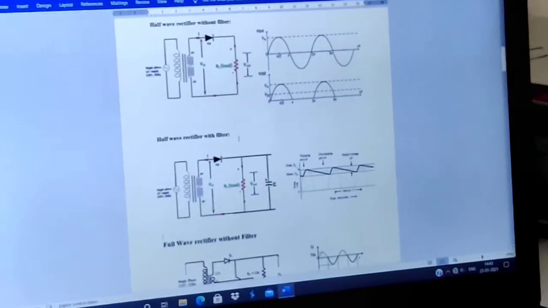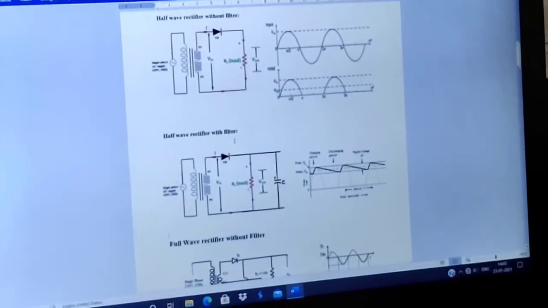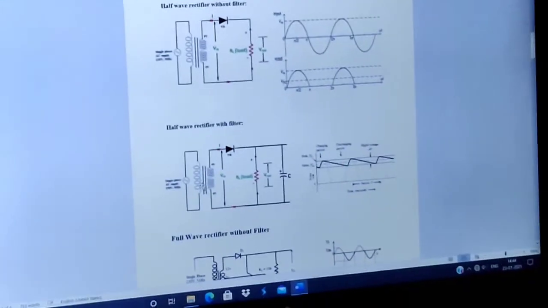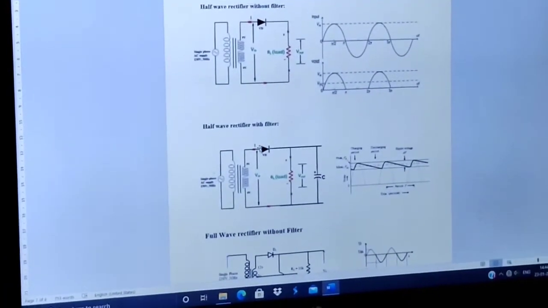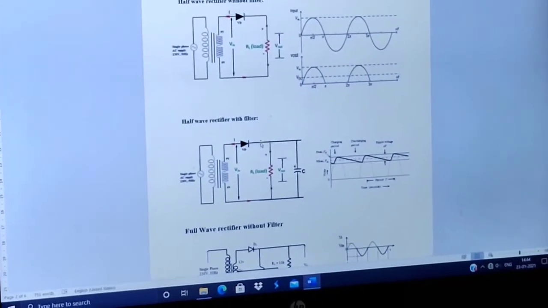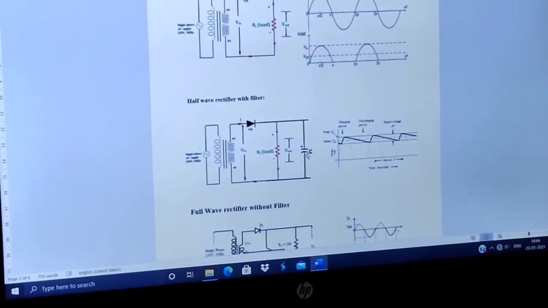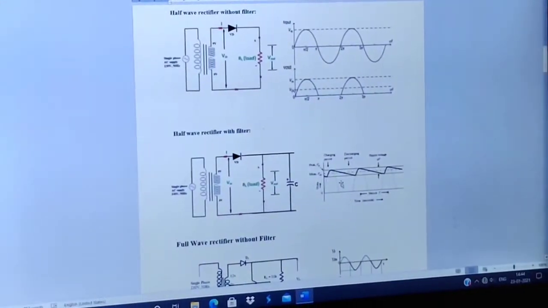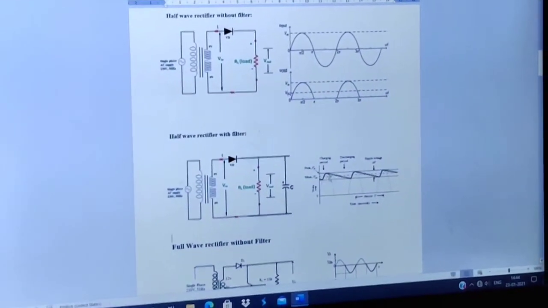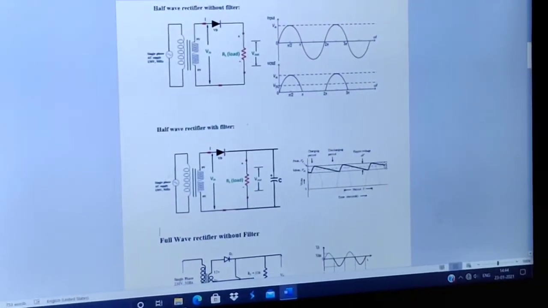Next is half wave rectifier with filter. See, at the secondary of the transformer, a single diode is connected like this with the load resistor RL, and capacitor filter C is connected, which produces the rectifier output voltage. These are the ripples present in the output.